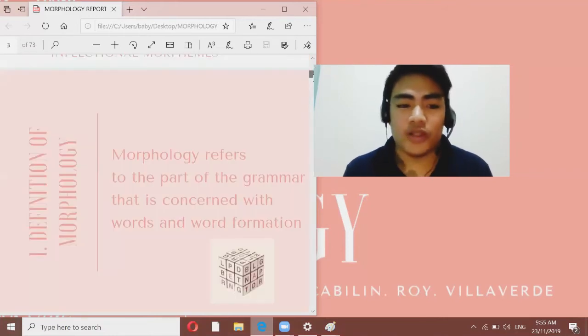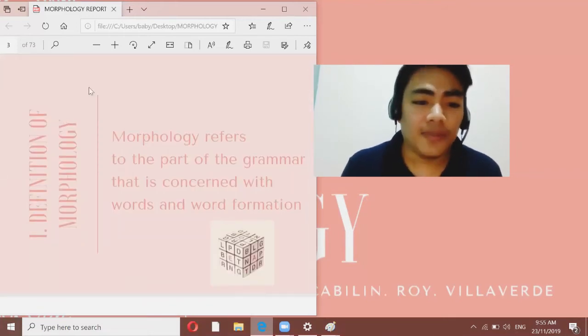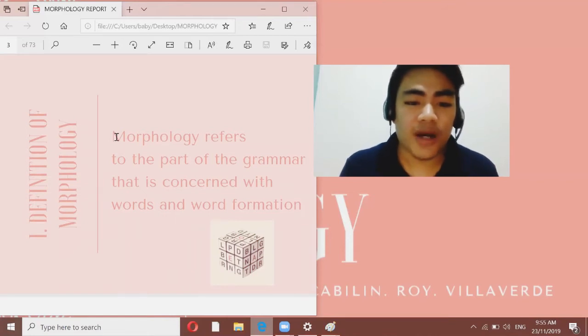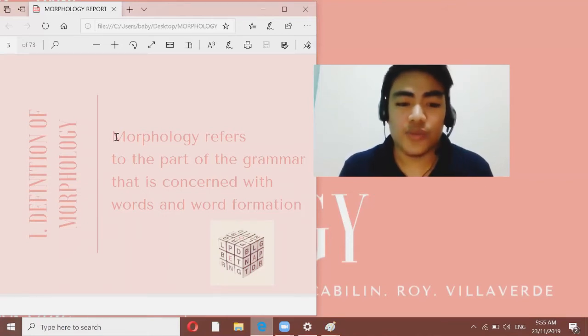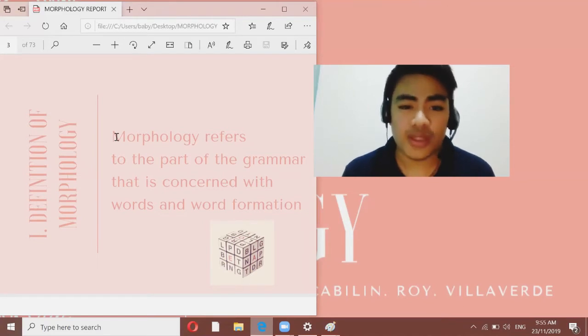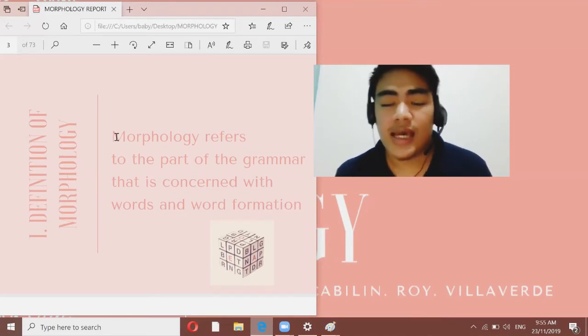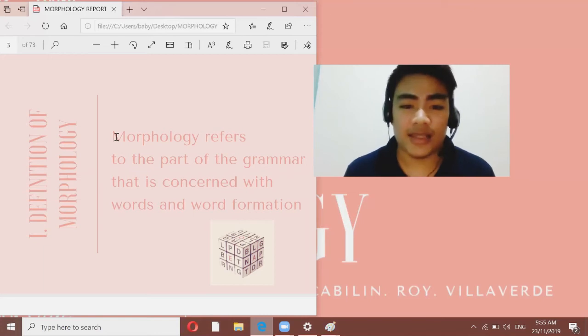This is how morphology is defined technically. Morphology refers to the part of the grammar that is concerned with words and word formation. Now, like I said earlier, morphology and phonology are both sub-branches of linguistics. And the thing is, they are very interactive, meaning to say, there are many morphological processes that affect the phonology of a certain language. Later, we will show you or illustrate how it happens.